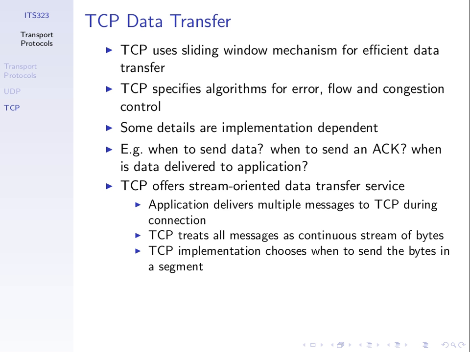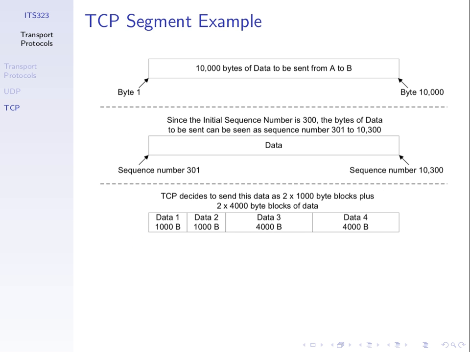TCP offers what we call a stream-oriented data service. Our application generates data, delivers it to TCP. TCP treats that data from the application as just a stream, a continuous stream of bytes. It doesn't treat the messages from the application as separate messages. The best way to describe that is with some examples. Let's try and illustrate the different options TCP has of treating data.